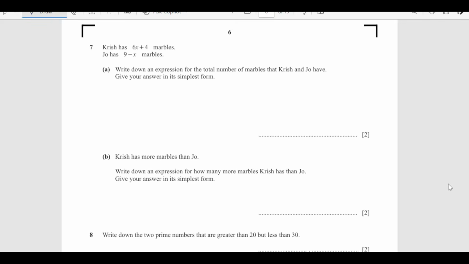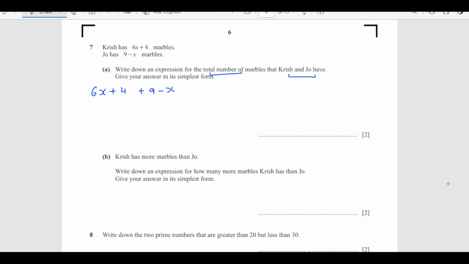Now number 7, Krish has 6x plus 4 marbles and Joe has 9 minus x marbles. Write down an expression for the total number of marbles that Krish and Joe have. So that means we are just going to add it. So 6x plus 4 and plus 9 minus x.